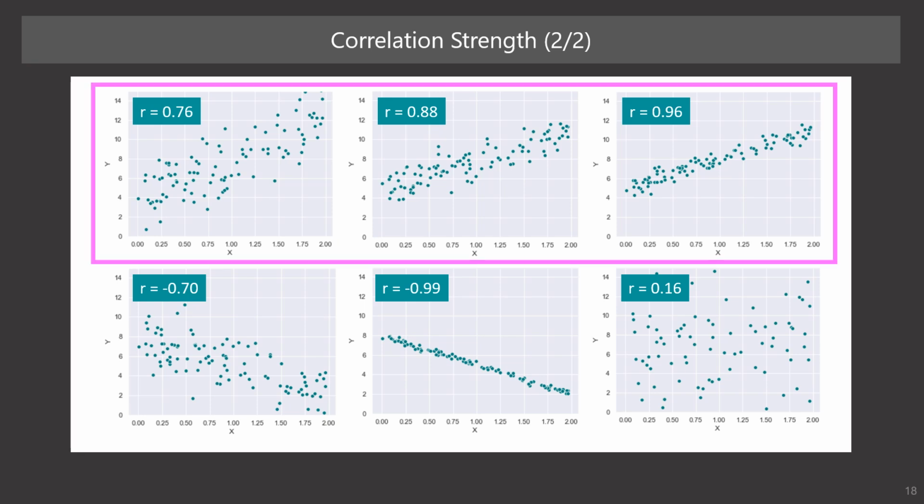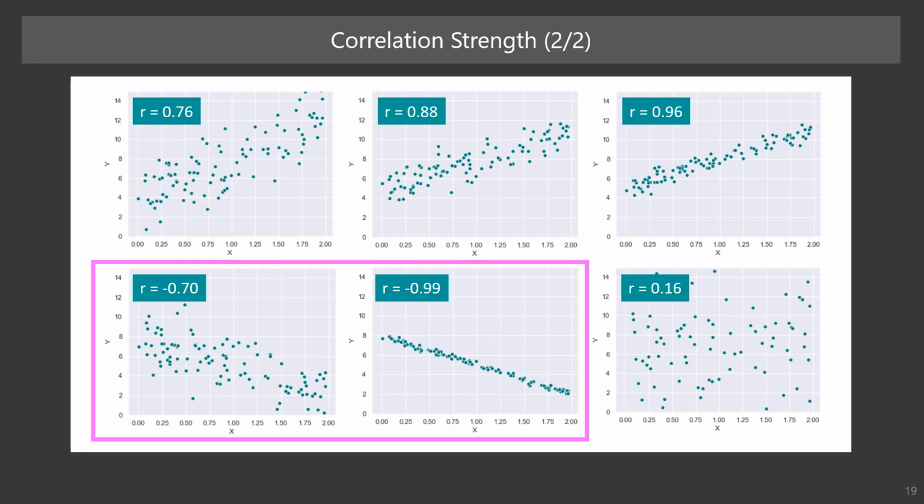In the upper three plots, the correlation coefficients are positive. And the more you go on to the right one, the larger the correlation coefficient is. And the more you go on to the right one, the more the dots are scattered along a straight line. So we can see that as the correlation coefficient approaches 1, the positive correlation gets stronger. That is, the data distribution approaches an upward sloping line.